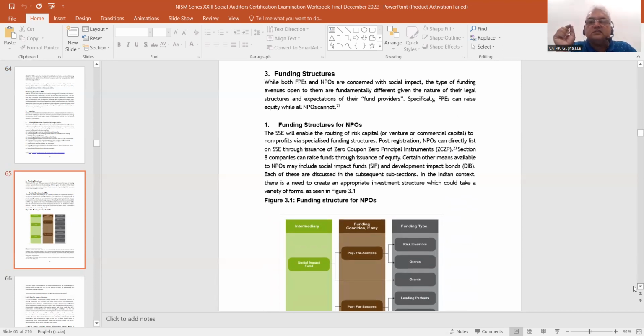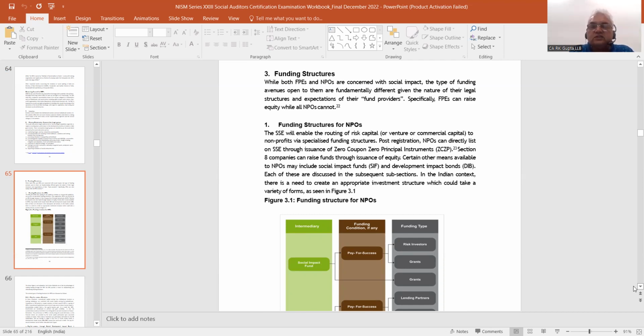Then let us understand the funding structure. While both for-profit organizations and NPOs are concerned with social impact, the type of funding avenues open to them are fundamentally different, given the nature of their legal structures and expectations of their fund providers. Specifically, for-profit enterprises can raise equity while NPOs cannot. Now, funding structures. Suppose it's a corporate, then the corporate will be dictating its own rules, definitely.